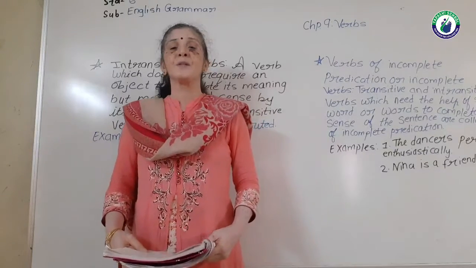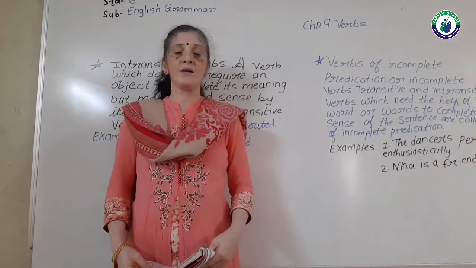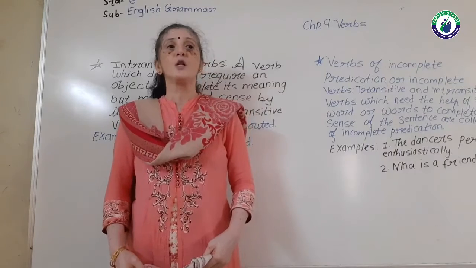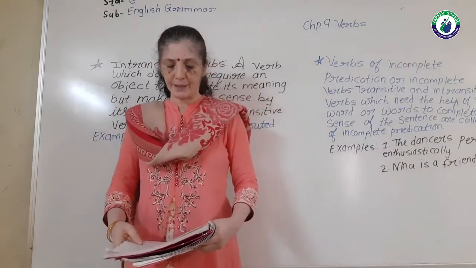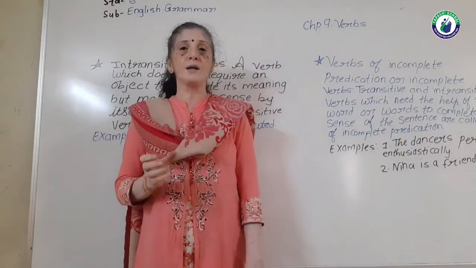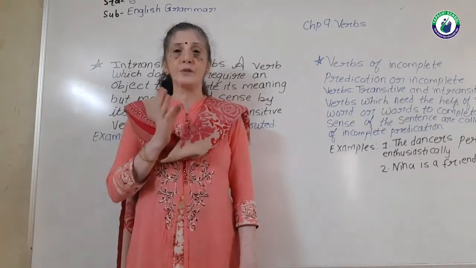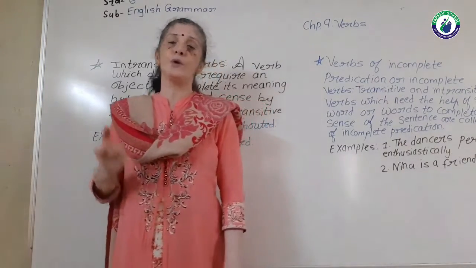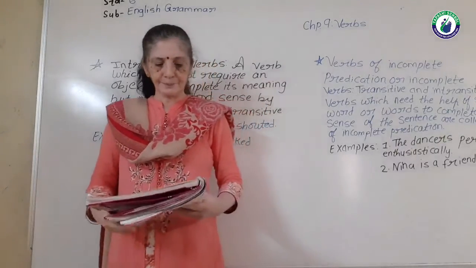See here, Nina is the subject, is is the verb, and here "a friendly girl" is written for Nina, that means the subject. So "a friendly girl" is called the subject complement. What is it called? Subject complement means the word which we add after the verb. If it is for the subject, that is called subject complement, and if it is for the object, then it is called object complement. Let's see here.